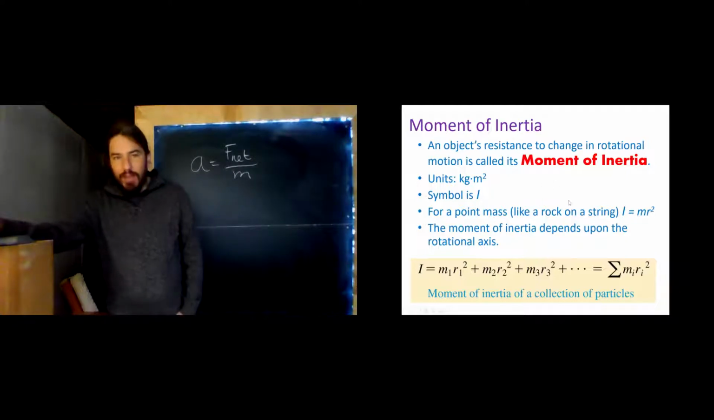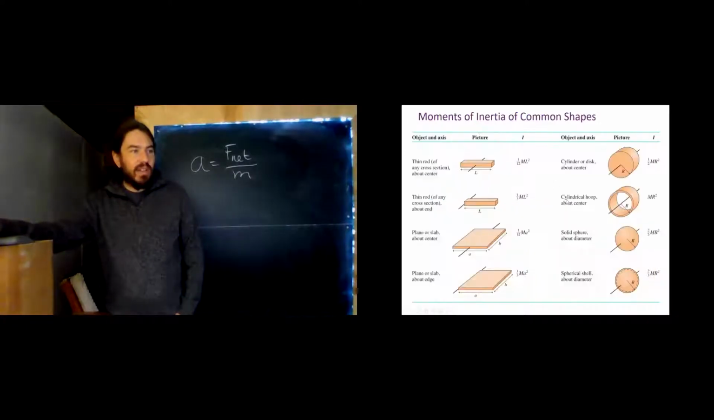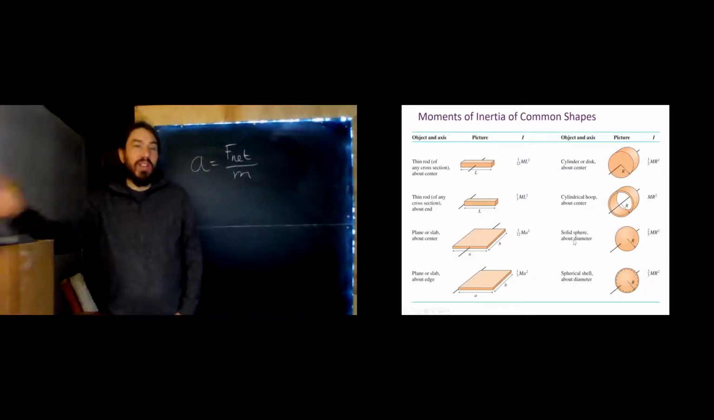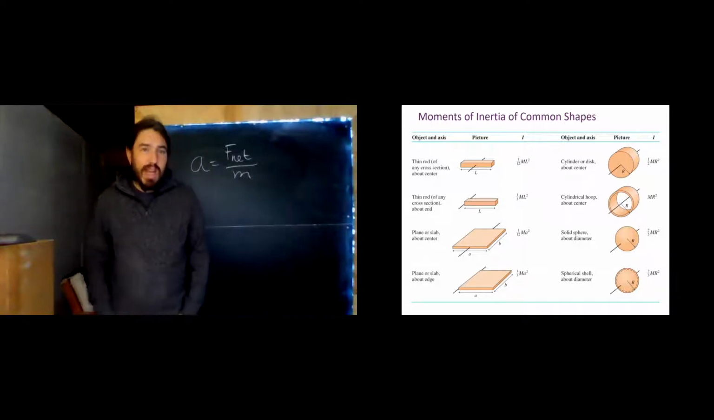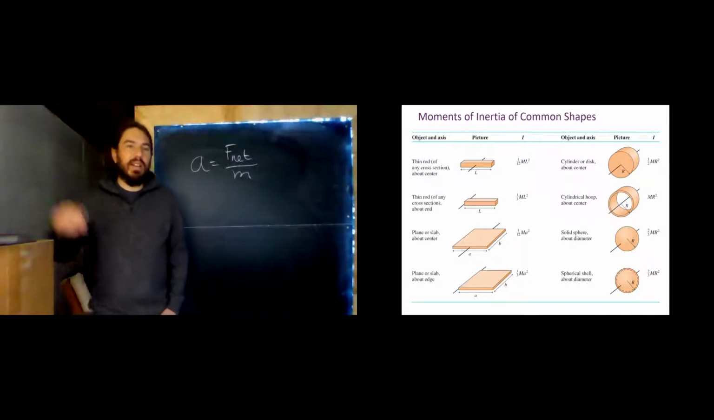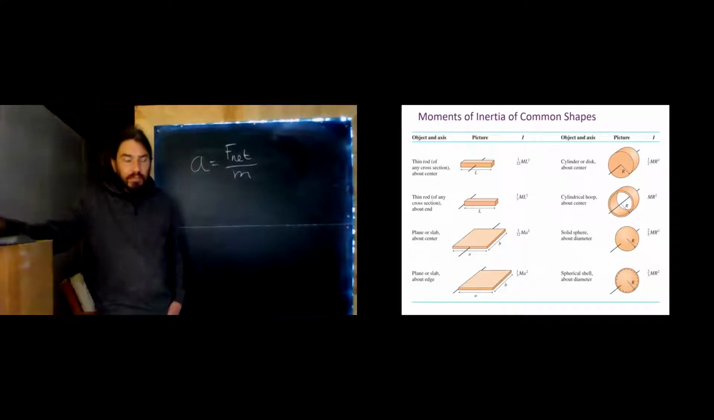Now, for different shapes, we get different values. And so this is a chart that's just in your book. You can just look this up. If you click on the constants link within your Mastering Physics, then you'll find this chart also. So this gives us moments of inertia of various shapes.